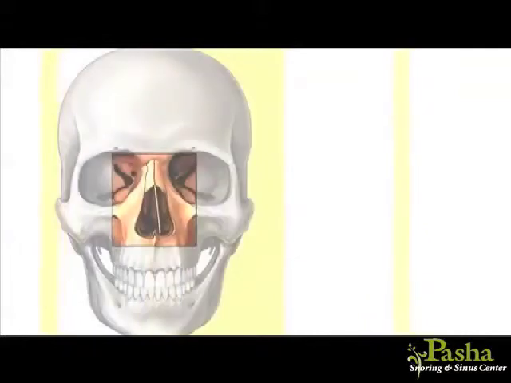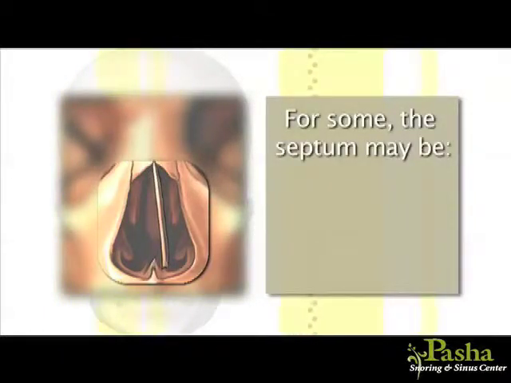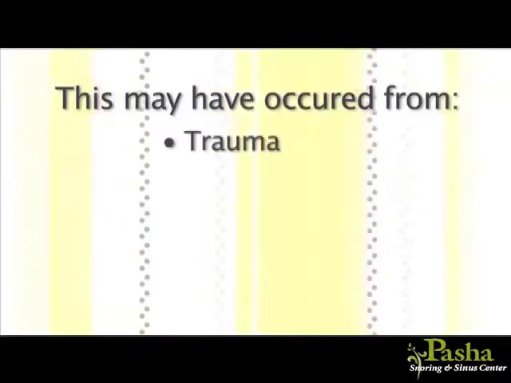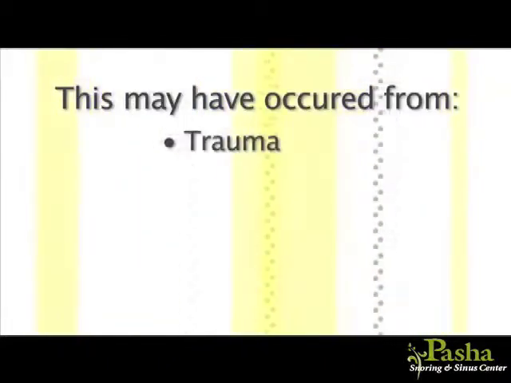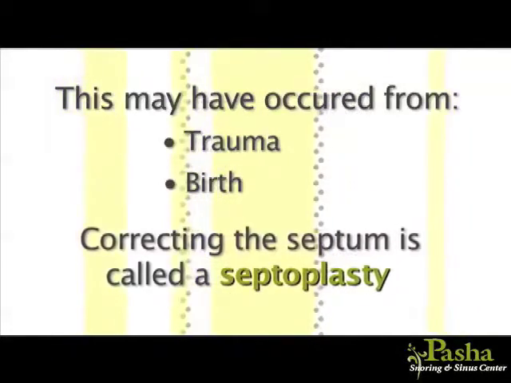Before introducing these techniques, we will first describe briefly the anatomy of the nasal cavity. The wall that divides the left and right side of the nose is called the nasal septum. This wall is made up of both bone and cartilage. For some, the septum may be crooked or deviated. This may have occurred from trauma, perhaps as a child, or you may have been born with a deviated septum. Correcting the septum is called a septoplasty.